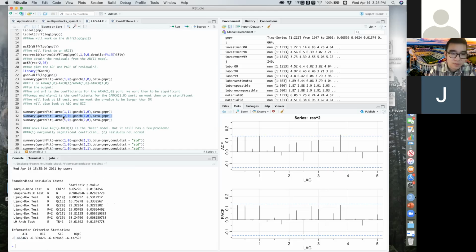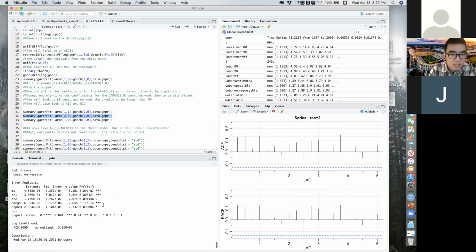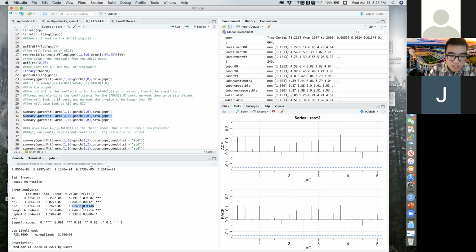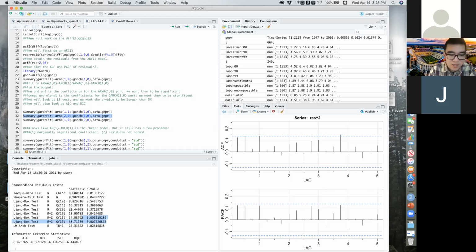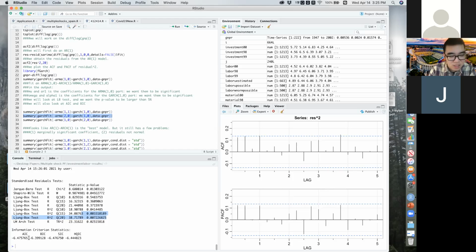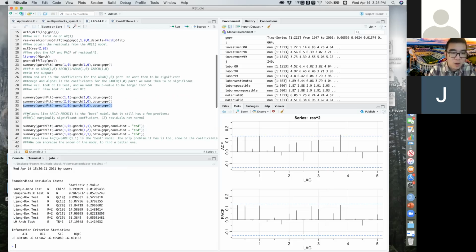I also tried some other models. This is the AR2 GARCH 1,0 model, and this is what I got. I think this is still not good: insignificant coefficients, significant LB statistics, and maybe larger AIC and BIC. Just a couple more models, and I realized that the AR1 ARCH1 model is our best model, which is the first model.